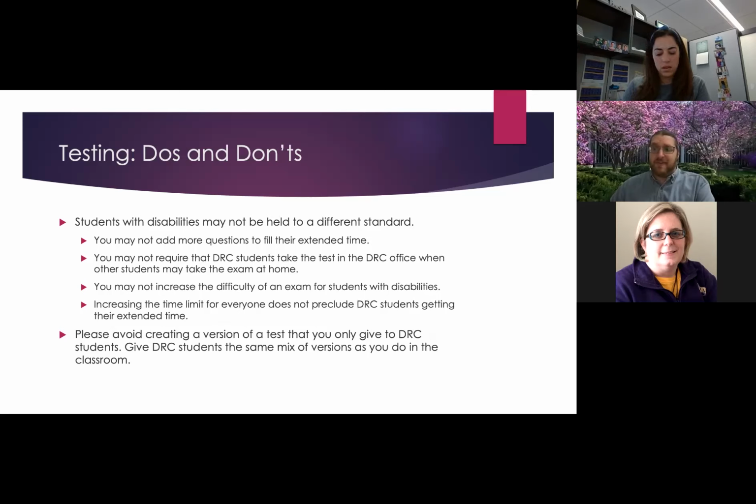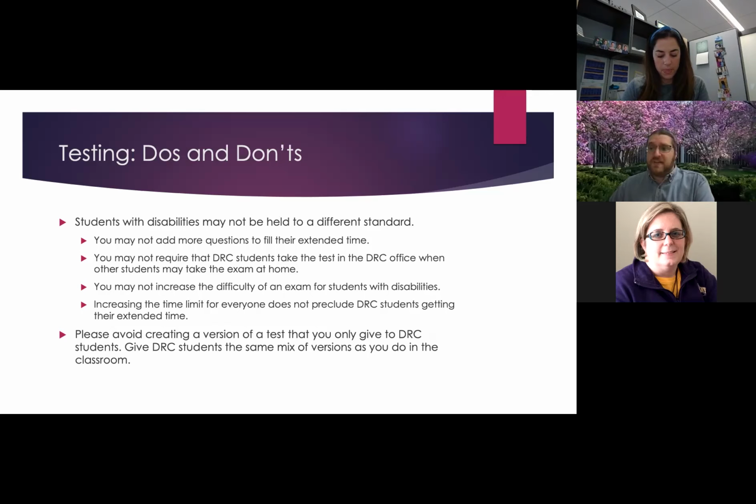Instructors may not require that DRC students take the tests in the DRC office when other students may take the tests at home. If everyone in the class is taking it in the classroom, that's fine. But if everyone in the class is expected to take it at home, like in a remote or blended environment, then DRC students also take the exam at home. We don't just proctor the exam just because they have extended time.